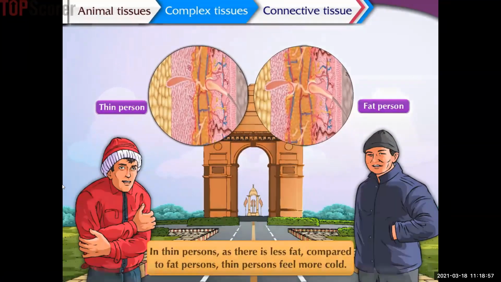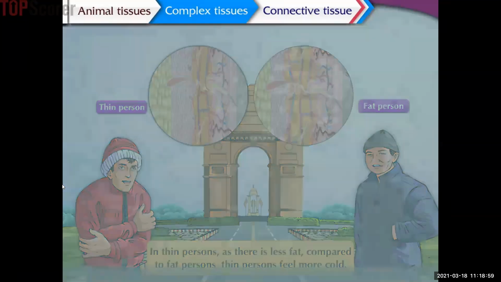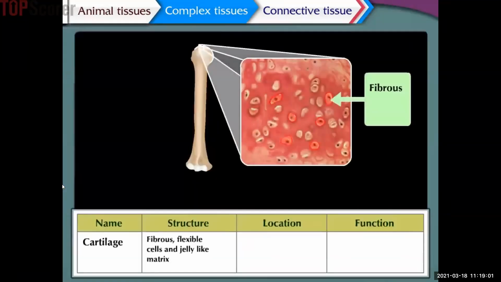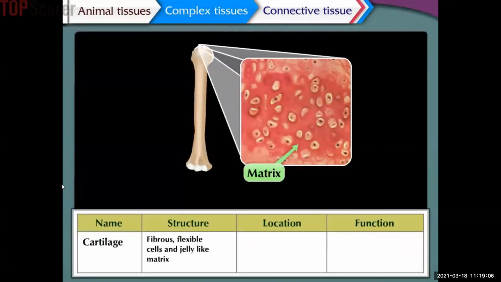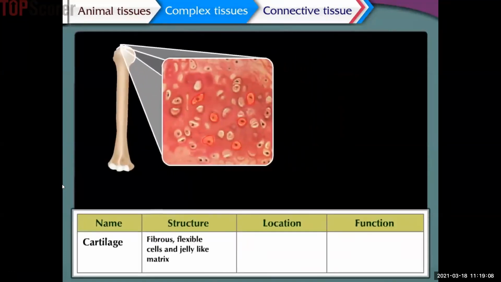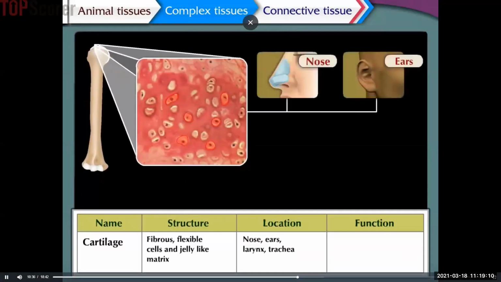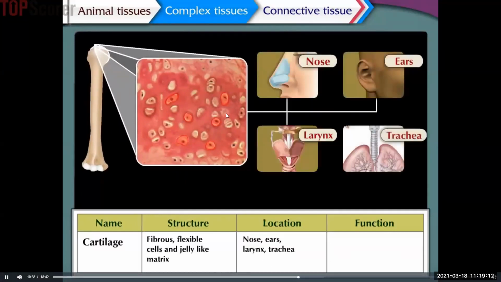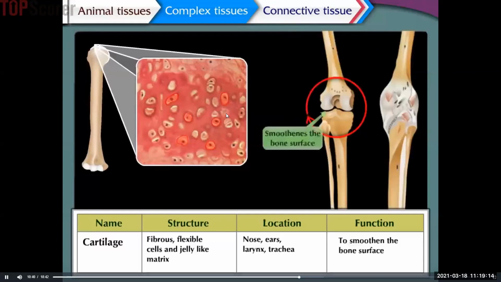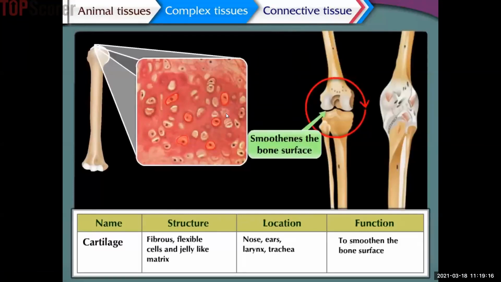Cartilage. Cells present in this tissue are fibrous, flexible, and have a jelly-like matrix in them. These tissues are found in the nose, ears, trachea, and larynx. The cartilage smoothens the bone surface and softens the joints.